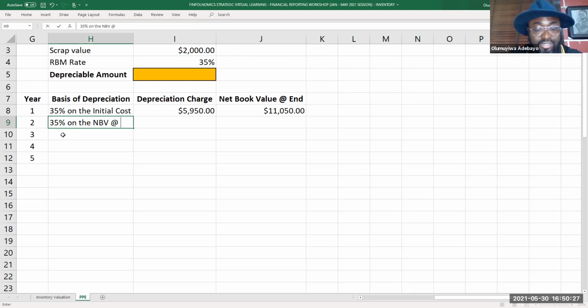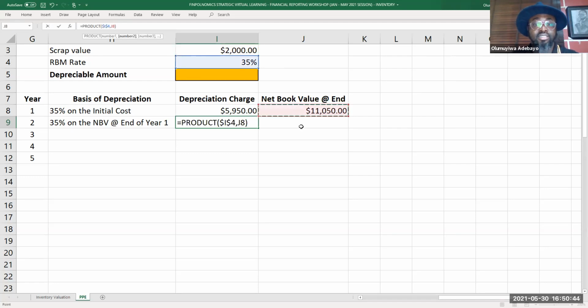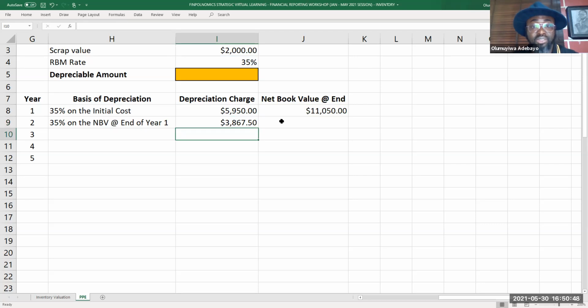At end of year one. Which means it's still this product, but the net book value now is this amount. And that's how we got this amount. At the end of the day, what is the net book value now? It will be the net book value as at end of year one minus depreciation charge of year two.